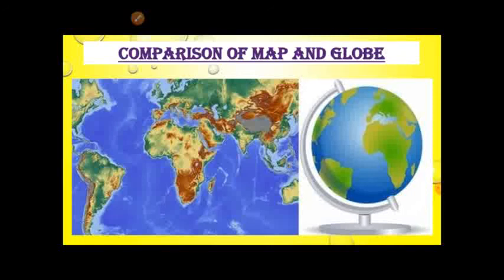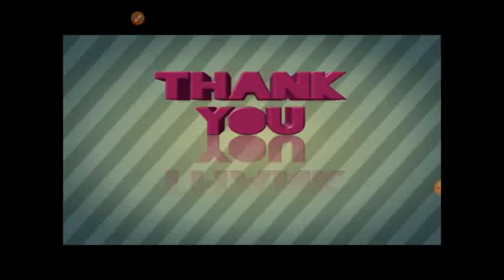A map can show detailed information about an area. A globe cannot show the detailed information for an area. A map is very easy to carry. A globe is not easy to carry. In this session, we learnt about the maps and scale, various types of maps, the elements of maps, the legend and signs and symbols. Thank you.